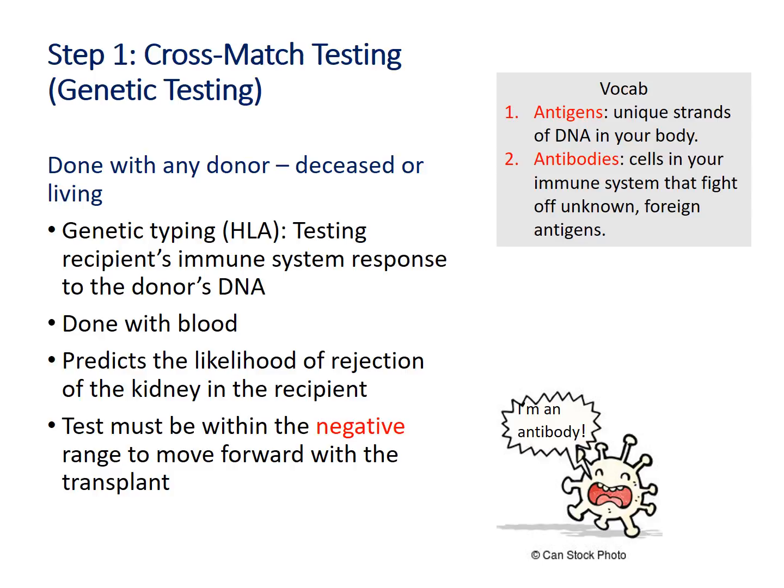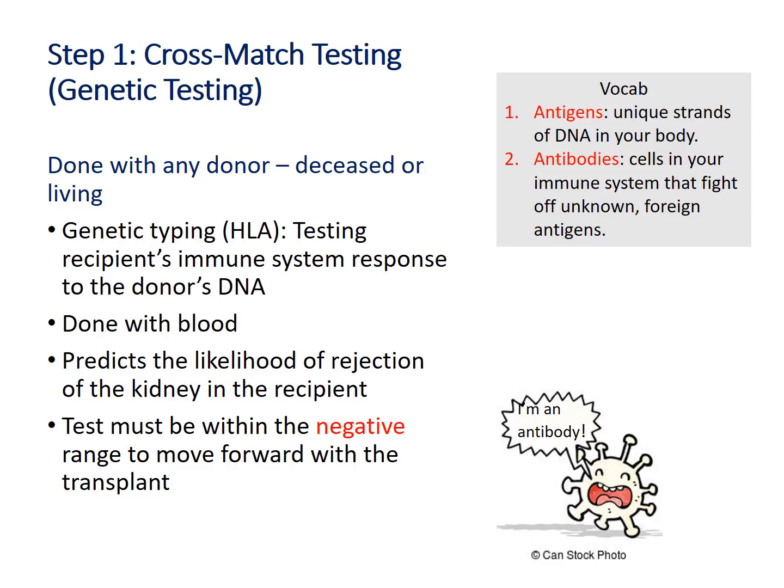To help explain this process a little more clearly, here are some vocab you should become familiar with. Antigens are unique strands of DNA in your body, and antibodies are cells in your immune system that fight off unknown, foreign antigens. So, every person has certain types of antigens in his or her body. Our antibodies recognize our own antigens but fight off foreign, unknown antigens like viruses or bacteria.